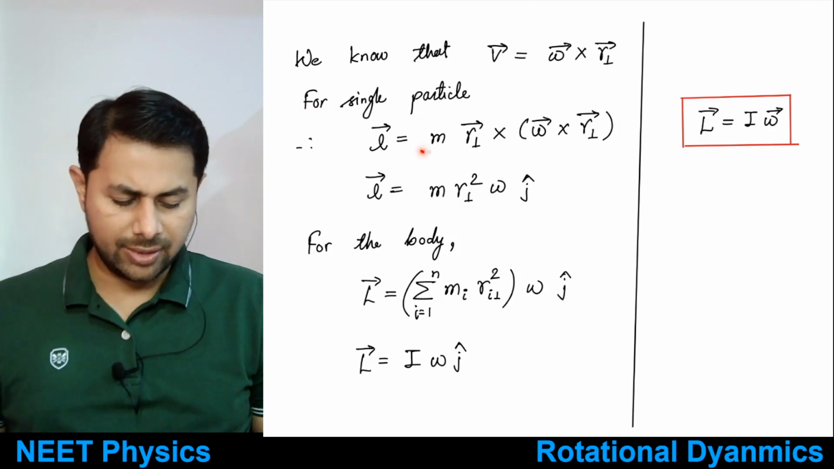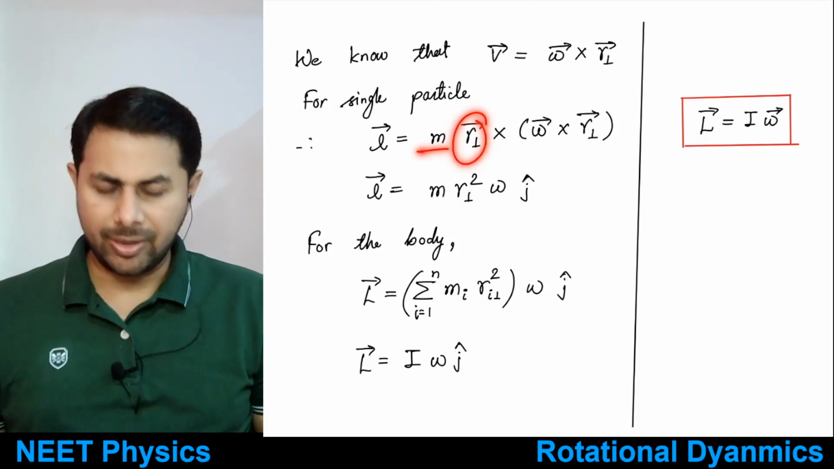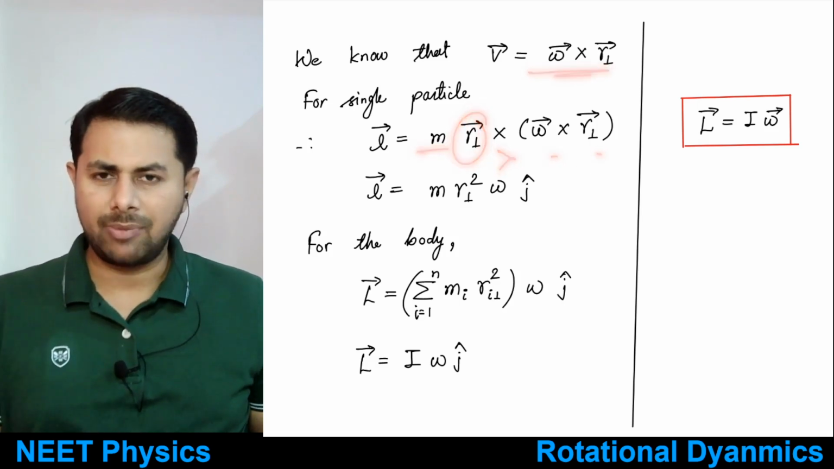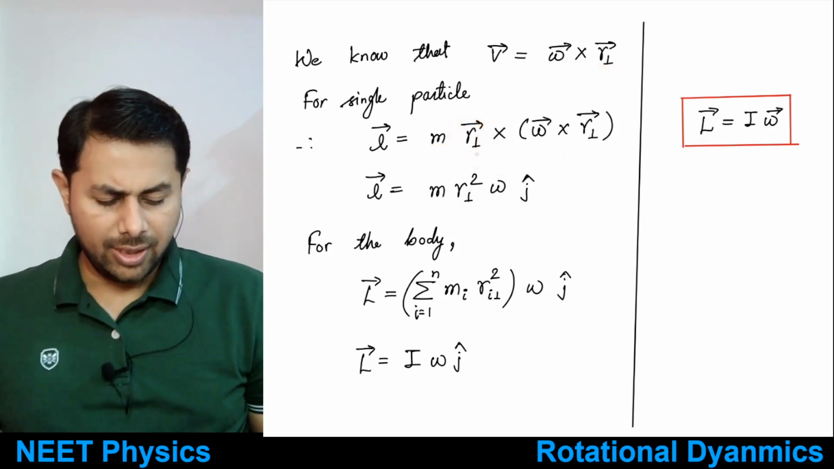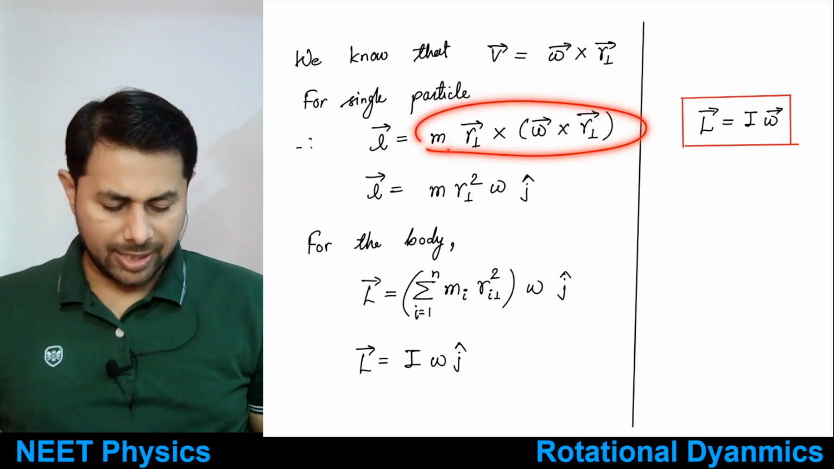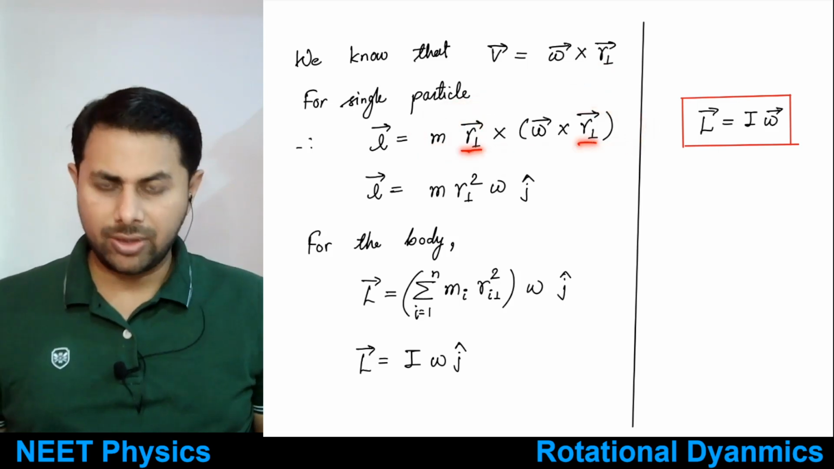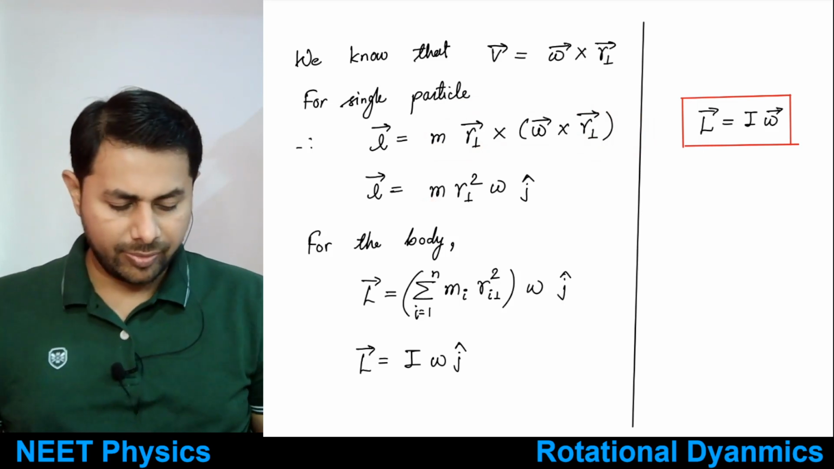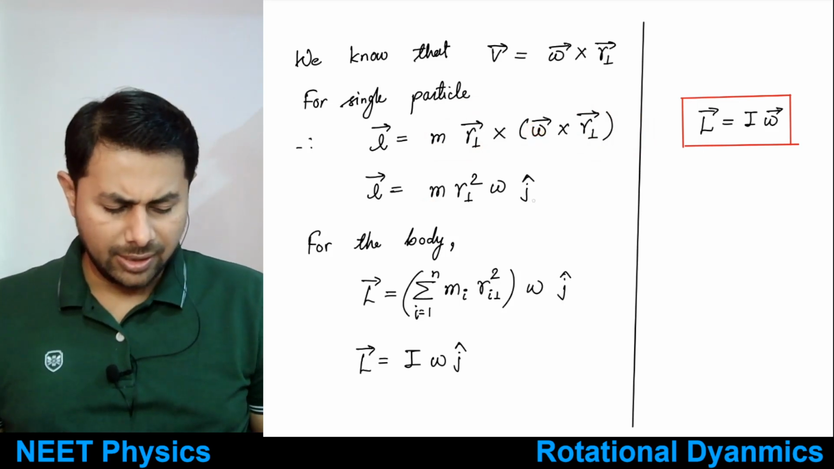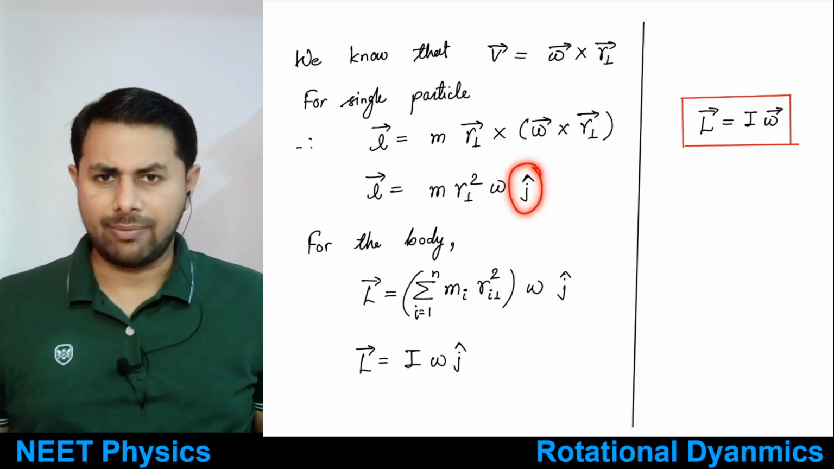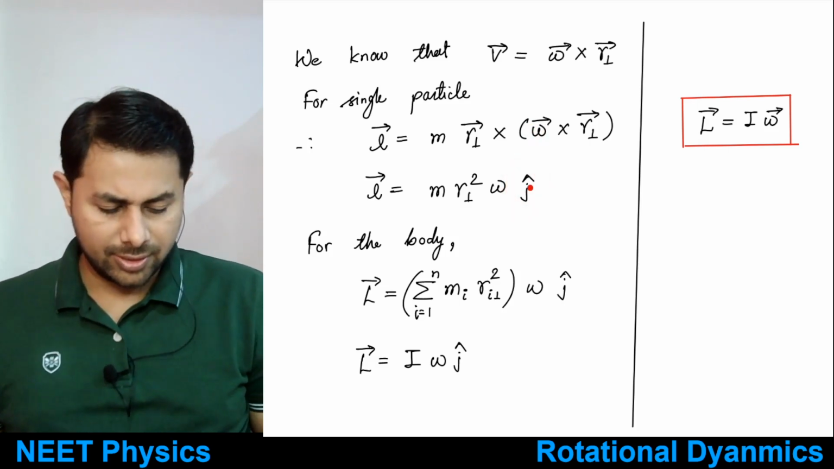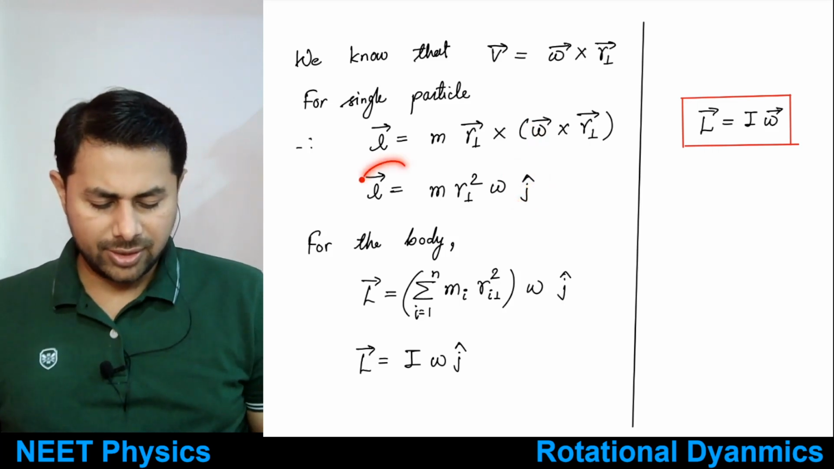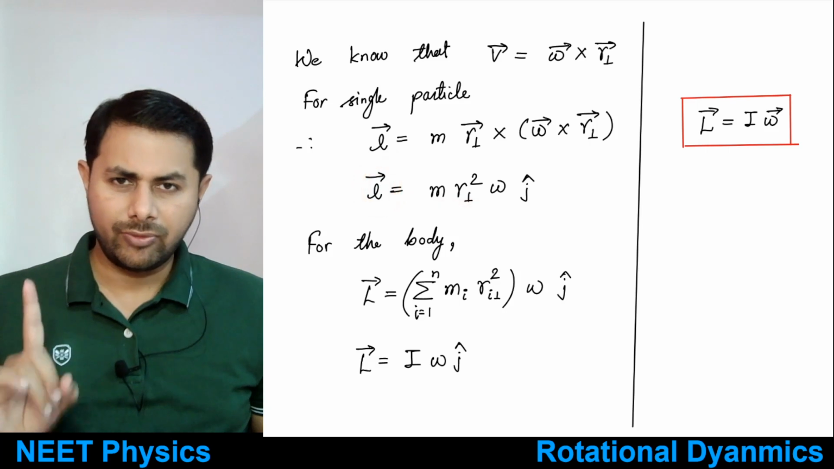So it is equal to m multiplied by r perpendicular bar cross v bar, which is omega bar cross r perpendicular bar. And then if you take its magnitude, you have m multiplied by r perpendicular square multiplied by this omega, and then you get j cap. Okay, right? It is directed along what? J cap. Okay, so this is the axial angular momentum of one particle.